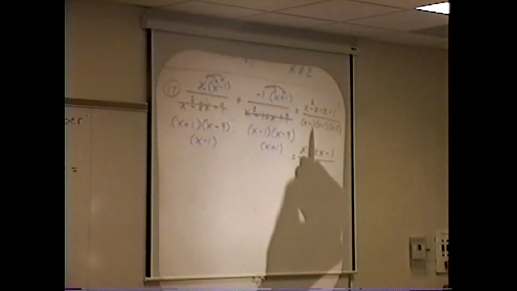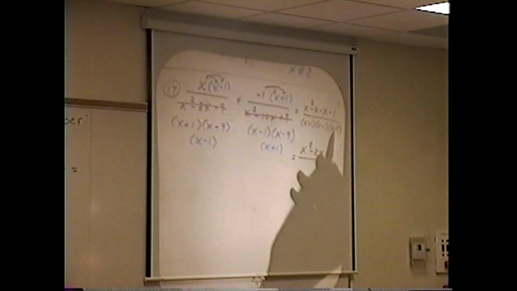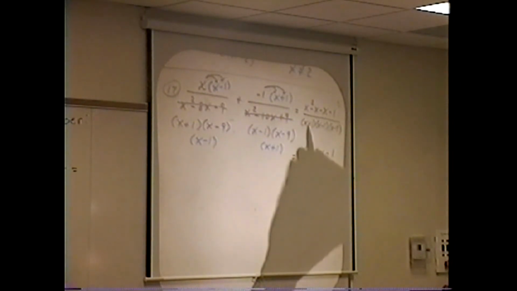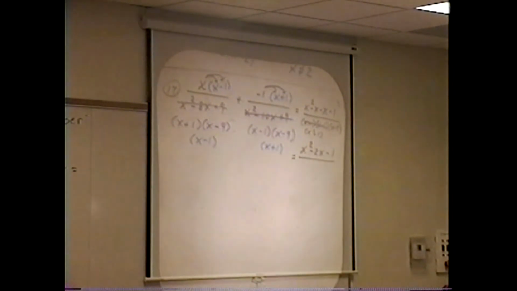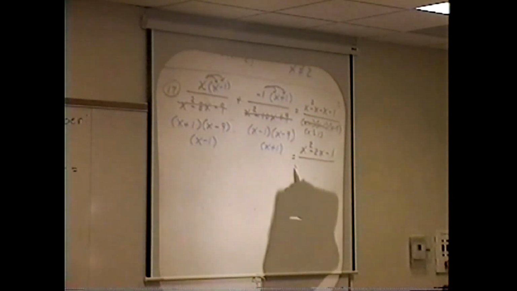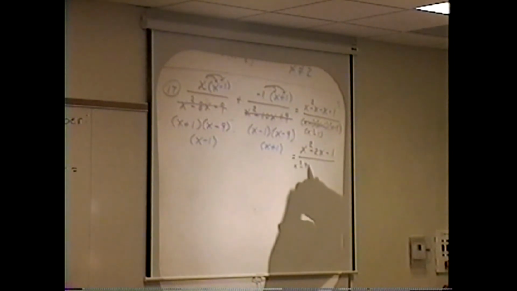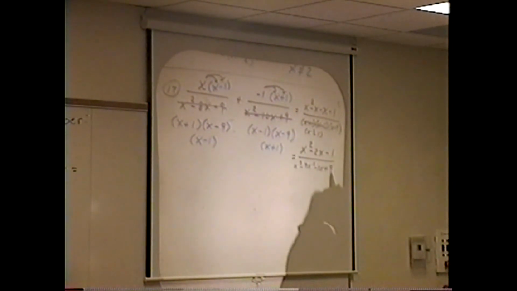So, if I want, I can leave my denominator the way it is, or I can multiply it out. If I multiply it out, I get x squared minus 1 for these two, and then I multiply x squared minus 1 times x minus 9, and get x cubed minus 9x squared minus 1x plus 9.